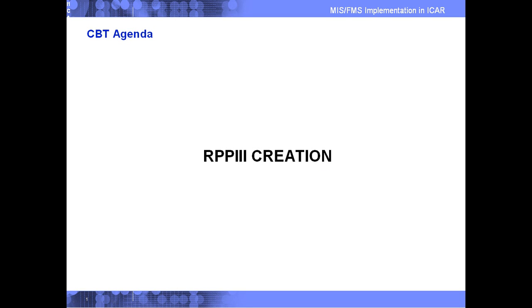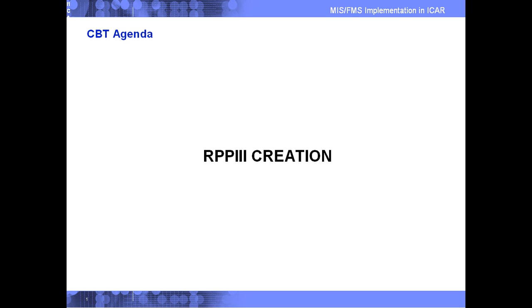Good day everyone. In this CBT we will learn how to create an RPP3 document. The RPP3 document is the final project document which is created by the PI after the project is complete. So we will learn how to create this document in the system.